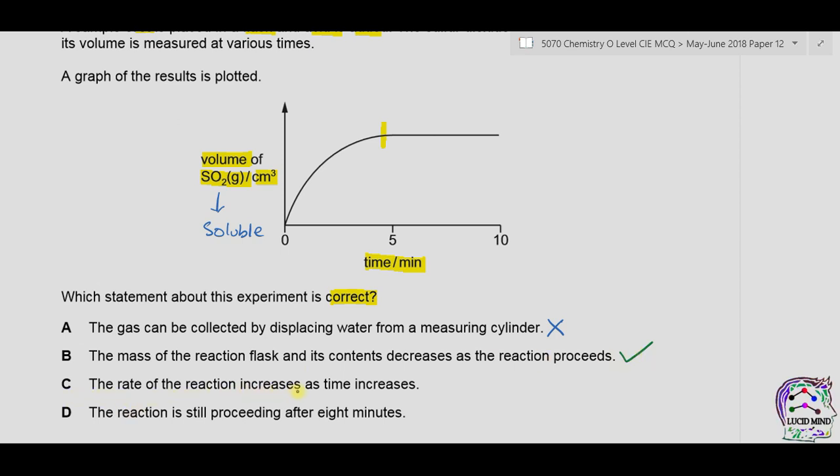Part C, the rate of reaction increases as time increases. Now this is incorrect statement because rate of reaction can be seen by the steepness of this curve. Now as time increases the steepness becomes less, so therefore rate of reaction decreases with time. Part D, the reaction is still proceeding after 8 minutes. Now we can see that after 5 minutes the reaction stops because the line becomes straight. So the reaction has stopped. Only correct answer is B.